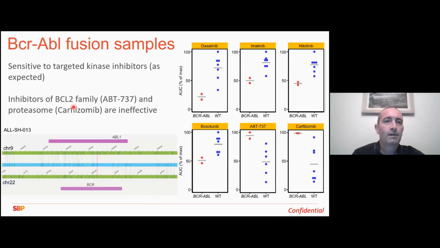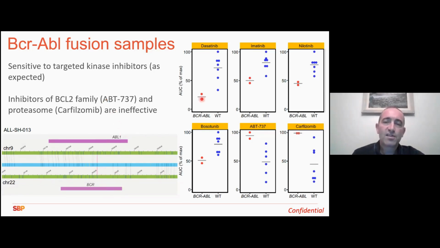And the lower panel here is just the genome level map. So we can see the optical genome map in blue. It's tracking along chromosome 9 perfectly until it gets to this breakpoint in the middle of the ABL gene. And then it maps back up again on chromosome 22 in the middle of BCR.